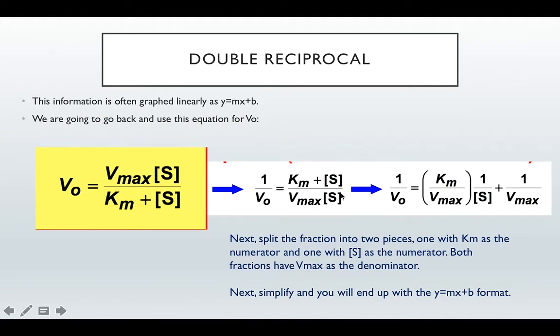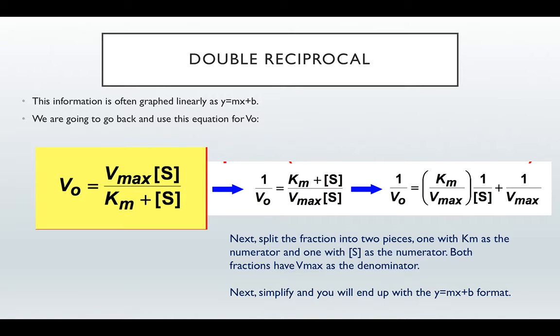We're going to split this fraction in half. Both pieces of the fraction are going to have Vmax times S as the denominator. On the left side of the plus sign, we have Km as the numerator, and on the right side we have the substrate as the numerator, and both sides have Vmax times S as the denominator. When you simplify it, you get this right here. It's kind of confusing to look at first, but I promise it does simplify this way.